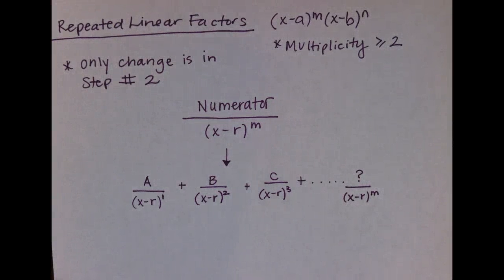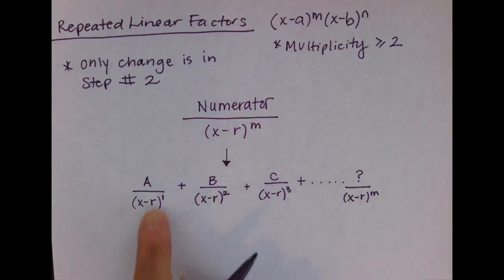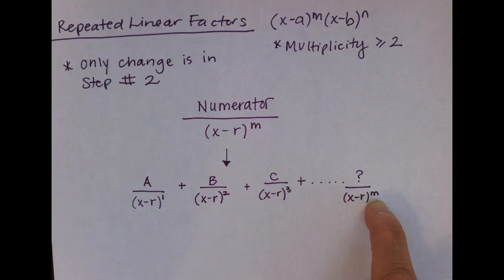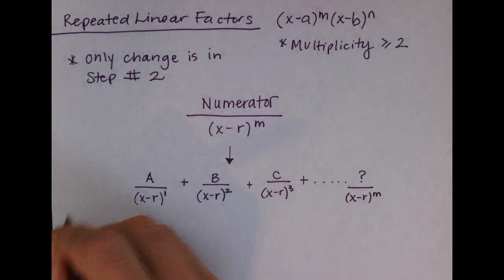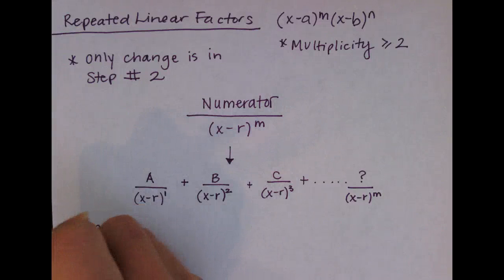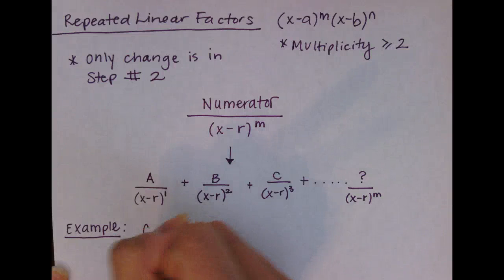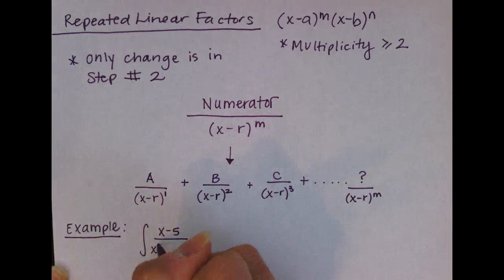So that's the only thing that happens differently, is how you set up your fraction decomposition. You have to make sure to include each power possible of that denominator in its own separate fraction. So let me just show you an example. And I'm not going to go all the way through the example, since step number 2 is the only one that changes. Let's just look at writing that partial fraction decomposition out.